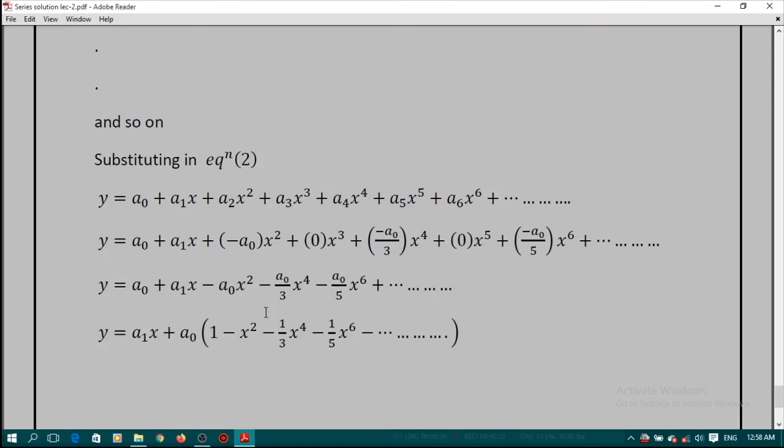So here we have only one term which contains a1 and all other terms contain a0. So you can write y is equal to a1 into x plus a0 into (1 minus x square minus x raised to 4 by 3 minus x raised to 6 by 5 and so on). So this is the series solution of given differential equation.